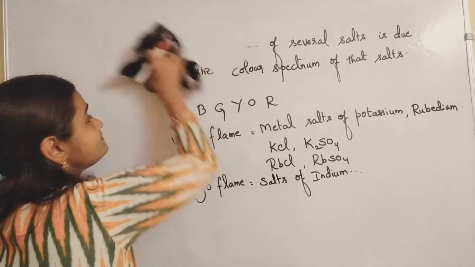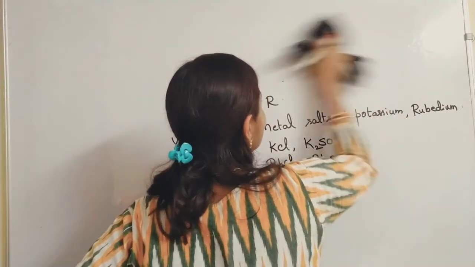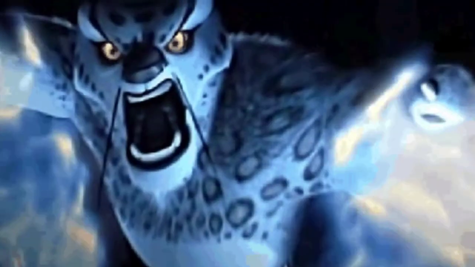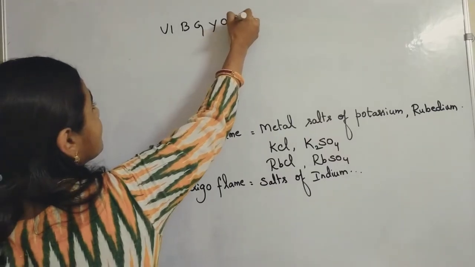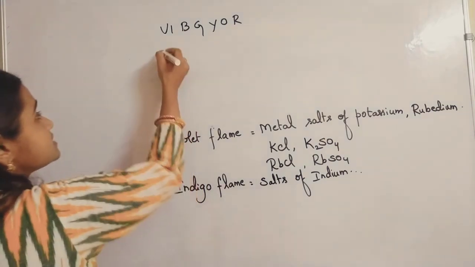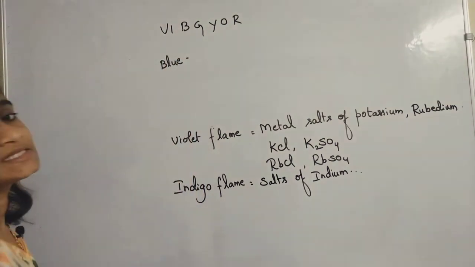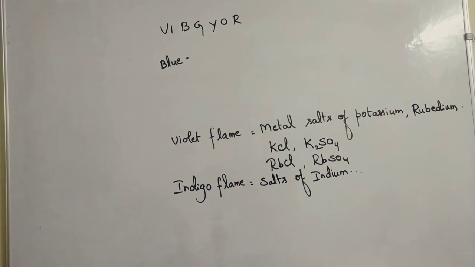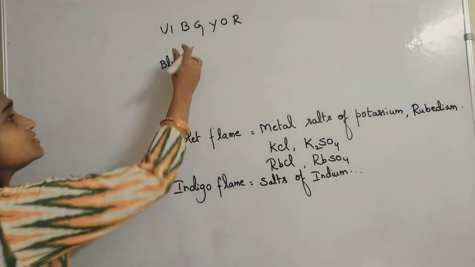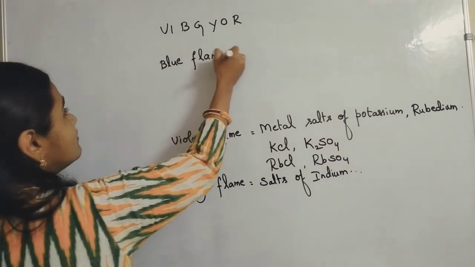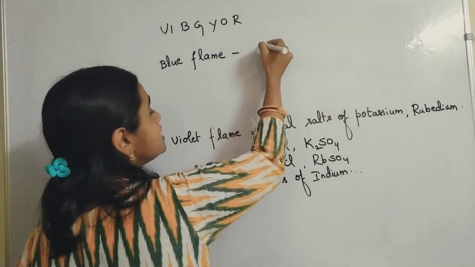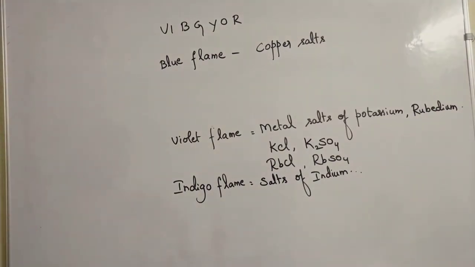Next, if you go for blue, a blue colored flame can be obtained by so many elements. Please remember I am following the VIBGYOR order. Which salts are going to give a blue flame? There are many salts which we already know. First and foremost is copper, salts of copper, and salts of germanium.